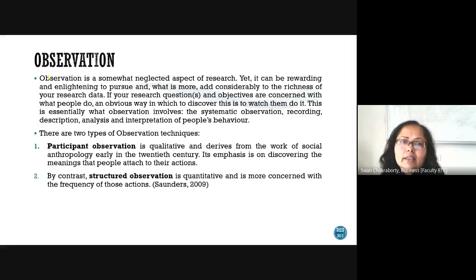subject. Next type of primary data collection tool is observation, right? It's usually somewhat neglected in research, but yet it can be rewarding and enlightening to pursue, and it can actually add to the richness of your research data, right? If your research questions and objectives are concerned with what people do, the obvious way is to watch them, right? This is exactly what the observation method talks of: the systematic observation, recording, description, analysis and interpretation of people's behavior. That's how you do it.